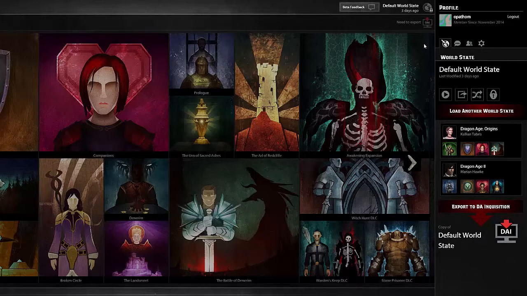It's this entire website, a pretty cool website actually, where you can set each and every choice that you make in Dragon Age Origins and Dragon Age 2, including with all the DLCs, so that you can create a world state that you can then import into Dragon Age Inquisition. Over the past week or so, I've been setting all these individual choices.